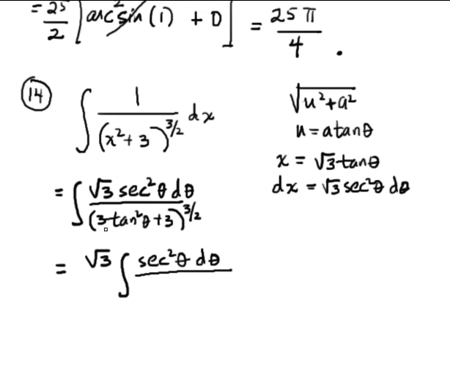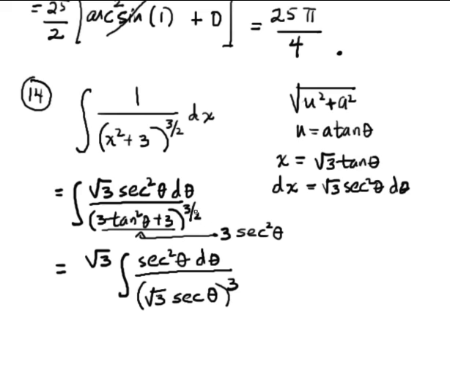Now, tan squared theta plus 1 is equal to secant squared theta. So here we have 3 times tan squared theta plus 1. So that's 3 secant squared theta underneath the square root. So let's take the square root of that. So we have the square root of 3 secant theta.